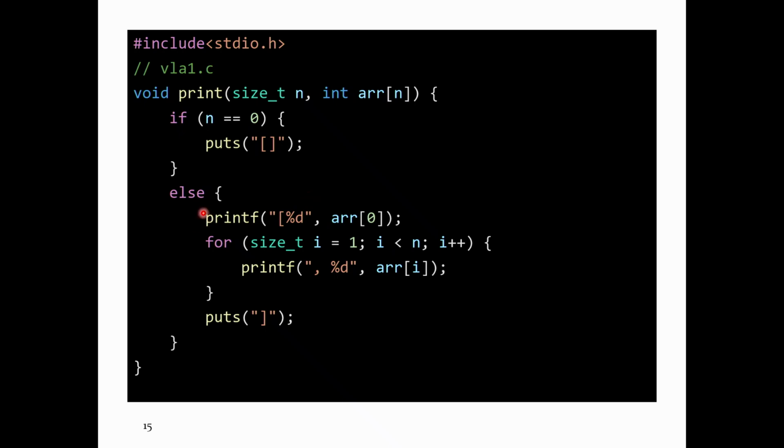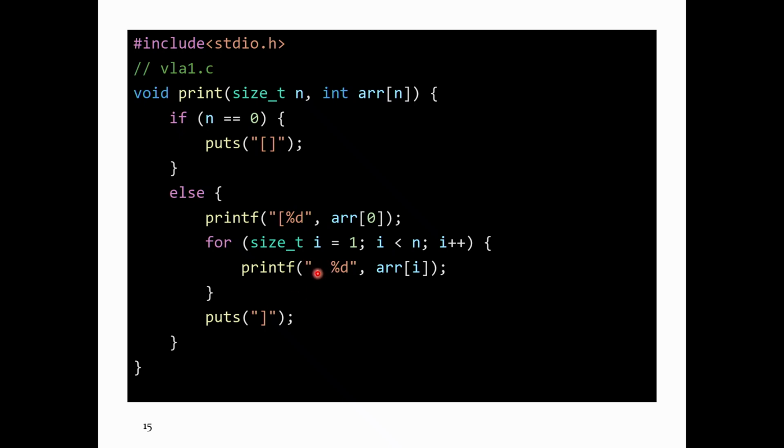Here I've been told that the array is not empty, so I know that the first element of the array exists. I can print the square bracket followed by the first element of the array, and then print out the rest of the elements. The reason I'm doing this is because the number of elements in the array is one bigger than the number of separators. If you print out the first element on its own, then you can use a loop to print out everything else. So the number of commas and spaces is one less than the number of elements in the array.